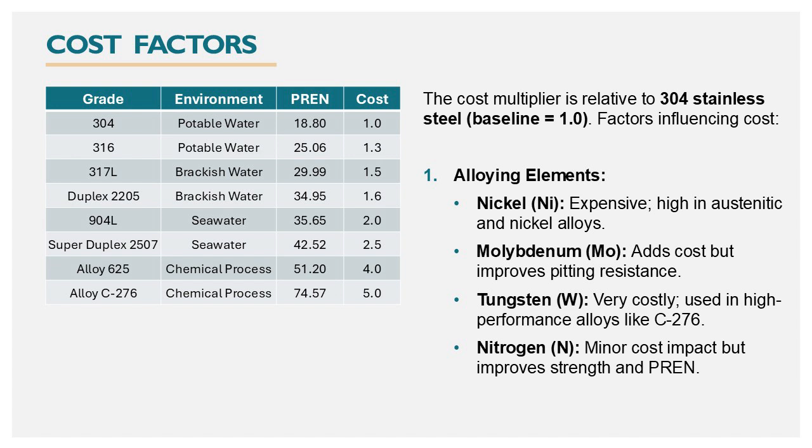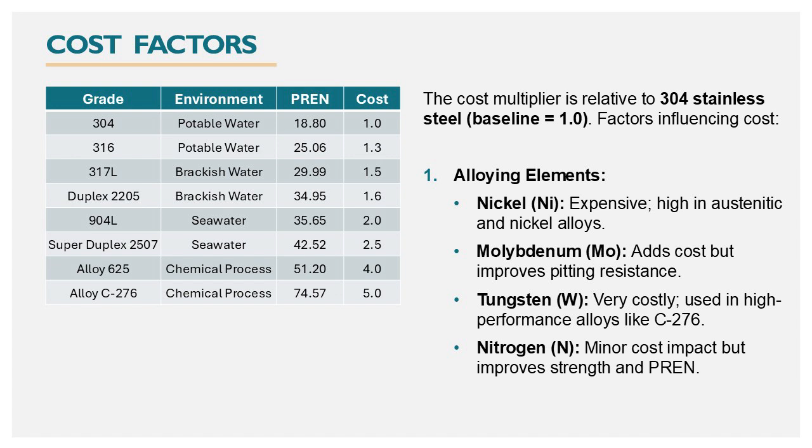For example, 304 stainless steel with a PREN of 18.8 is suitable for potable water at the lowest cost, while alloy C276, with the highest PREN of 74.57, is used for harsh chemical processes at the highest cost. This highlights the trade-off between performance and expense when selecting materials for specific applications. The cost multiplier is relative to 304 stainless steel as baseline equal to 1.0.